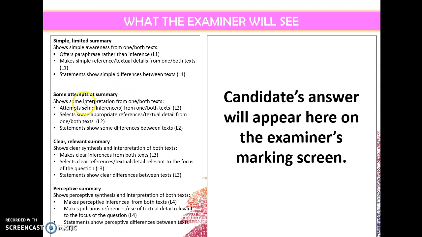You would get 3 to 4 marks if you show some attempt at summarising. You would get 5 to 6 marks if you have a clear and relevant summary, and then if your summary is perceptive, you could be looking at 7 to 8 marks. So the examiner has those statements down the left hand side. Your work then magically appears at the right hand side, your answer would show there.